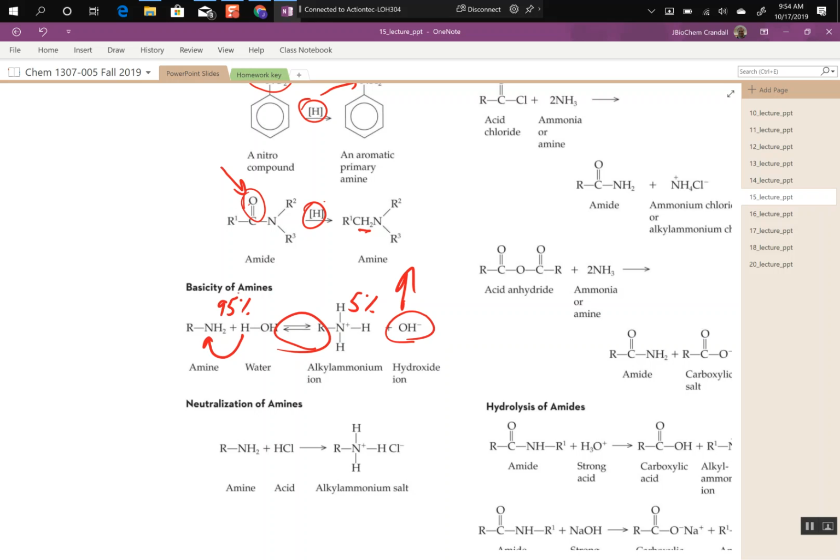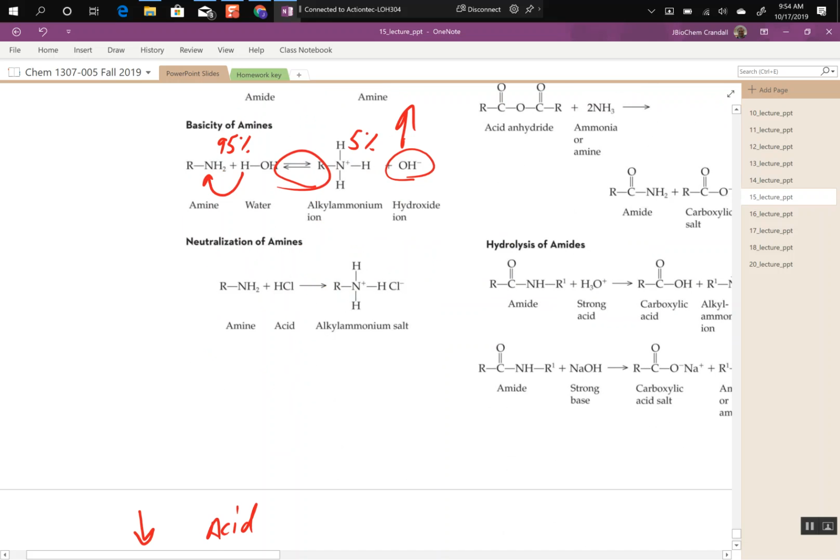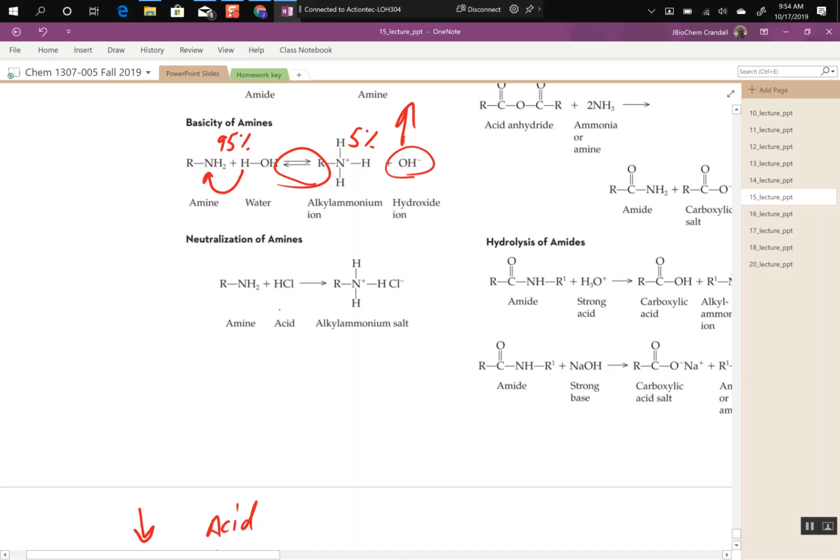That's what's going to happen with ammonia. You're going to get a partial dissociation, but you're going to make a significant change in the pH, making it basic. It's going to be a basic solution. Okay? So, amines can also be neutralized. You react them with a strong acid, then you will neutralize them because you're going to cause the hydrogen of the acid to be accepted by the base, amine, and you're going to create the alkyl ammonium chloride salt.